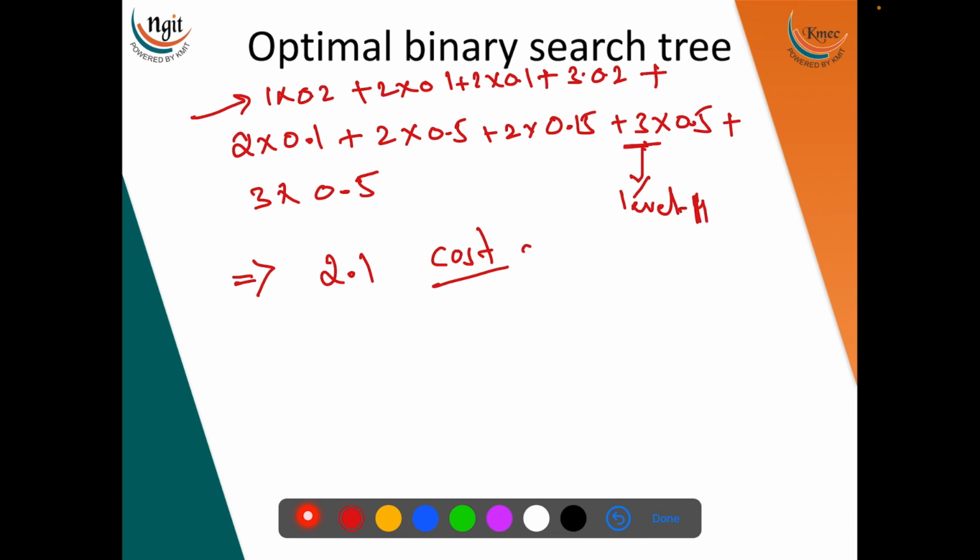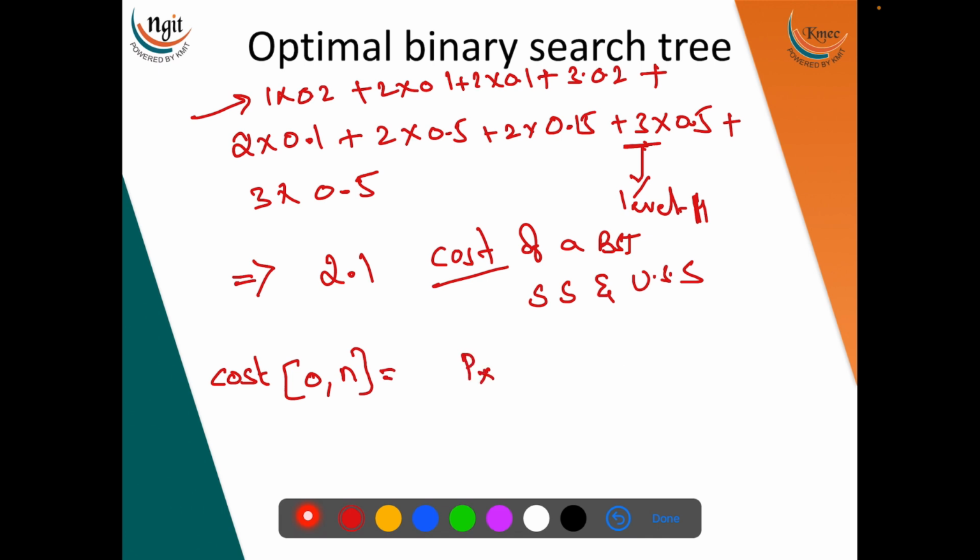The cost of a binary search tree, considering successful search and unsuccessful search. The formula is what? The way I have calculated: cost 0 comma 4, that means 0 comma n, is equal to the sum of probability pi into the level of ai, the node's level. So it is not for a single element. I wrote here i; the i value lies from 1 to n, plus.